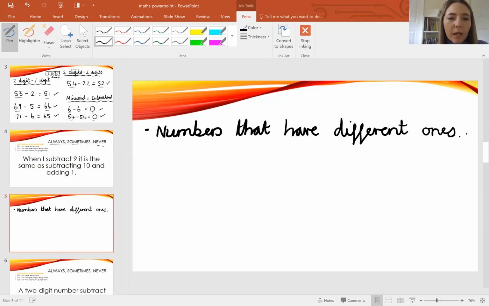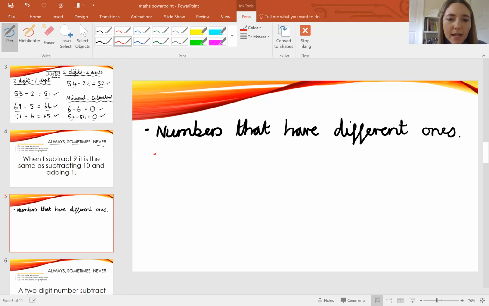I'm going to do that just with 2-digit numbers actually. I don't think I can do that with a 1-digit number, because you can't take away 10, because a 1-digit number is always smaller than 10. So for this one, I'm only going to have one testing criteria. So I'm going to have a go at testing that now. So numbers that have different ones.